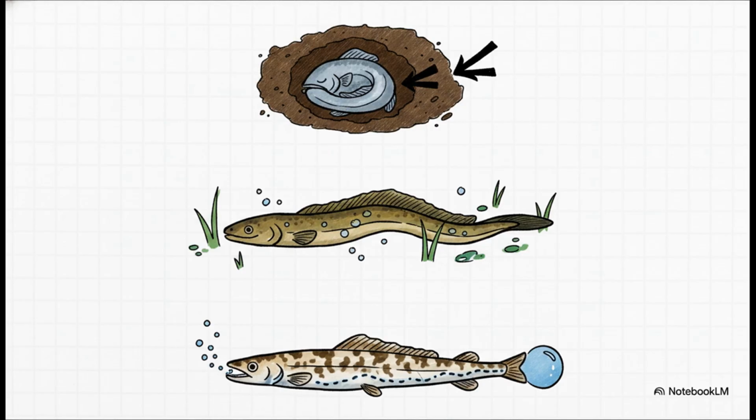And finally, my absolute favorite, intestines. The loach, which is a small bottom-dwelling fish, swallows air at the surface, passes the bubble all the way down its highly vascularized digestive tract, extracts the oxygen, and then burps it out of its anal opening. I mean, come on, using your intestines as a lung? That is peak evolutionary genius right there.